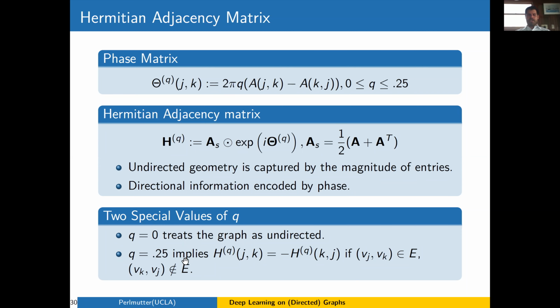On the other hand, if you set Q equal to 0.25 and do some algebra, you can verify that H_Q of JK is going to be negative H_Q of KJ if there's a link from J to K, but not a link going back the other direction. What this means, therefore, is that a link from me to you is viewed as the exact opposite of a link from you to me. And other values of Q are somehow in between these two extremes.